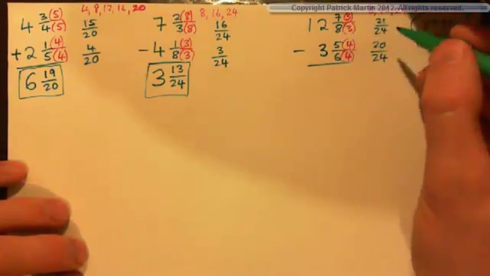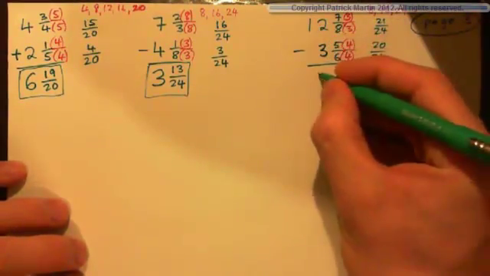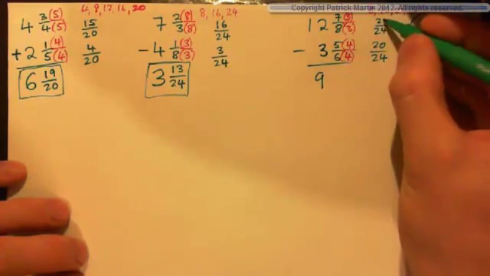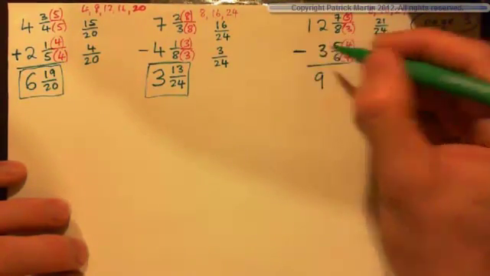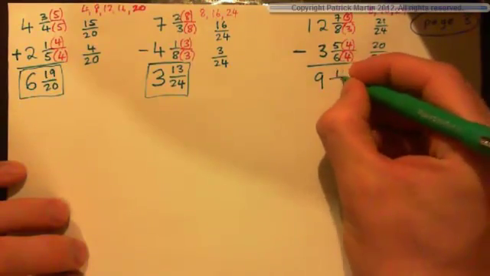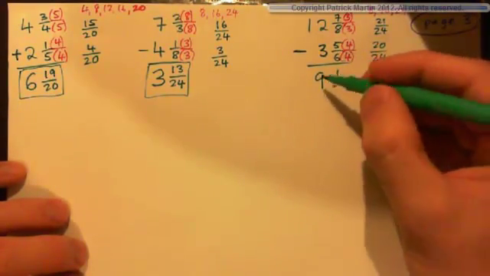And now I'm subtracting. So 12 minus 3 is 9. 21 24ths minus 20 24ths is 1 24th. And that's the answer there, right?